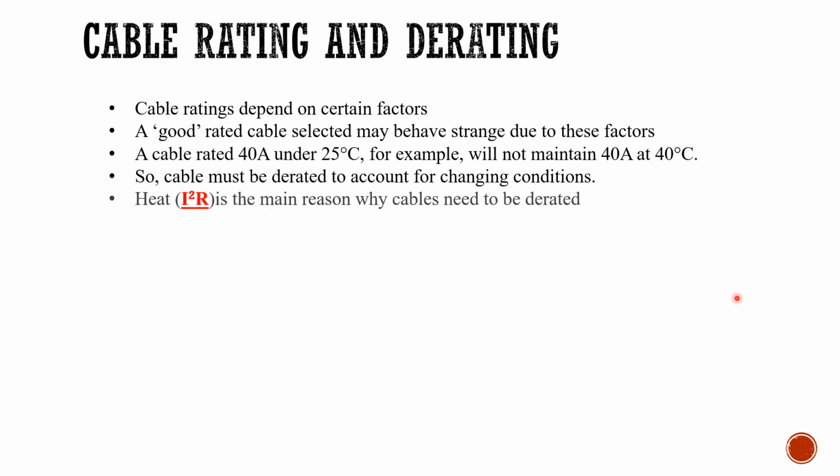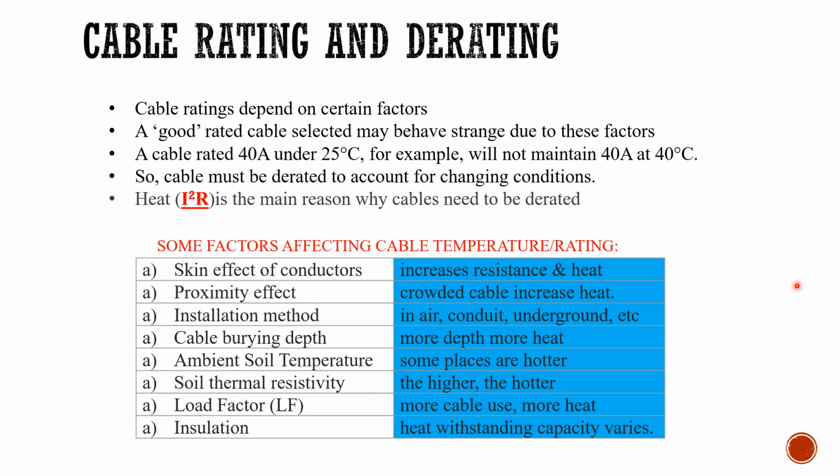Heat, which is the I squared R or the Joule loss, is the main reason why cables need to be derated. So we are looking at all factors that will increase the heat of a conductor. Factor those things into your design, and then you'll find the normal rating of a conductor. Some factors affecting cable temperature and rating are considered below.